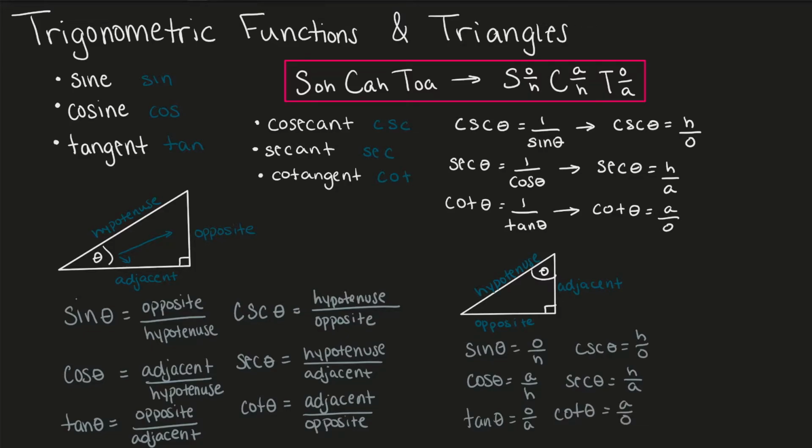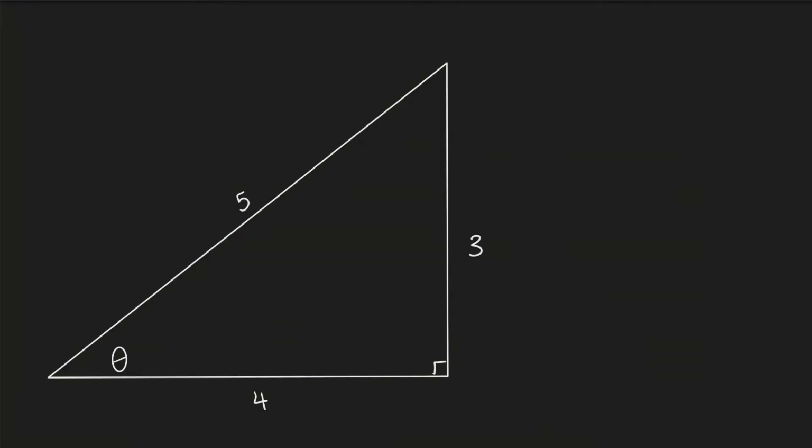Now let's look at these relationships in a triangle with actual values. So remember, we're going to use SohCahToa to remember what ratios correspond with which trig functions. When our angle is in the bottom right, that means that 3 is our opposite side, 4 is our adjacent side, and 5 is our hypotenuse. Let's find the values for all 6 of our trig functions.